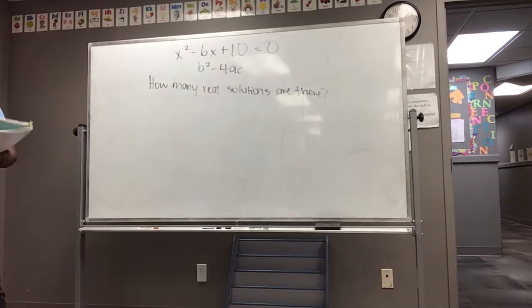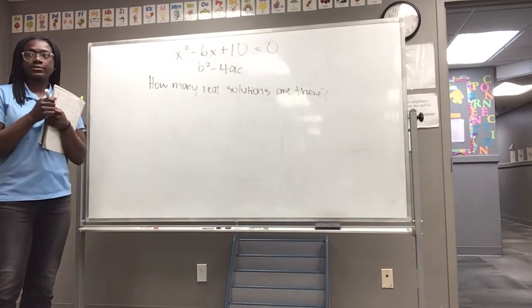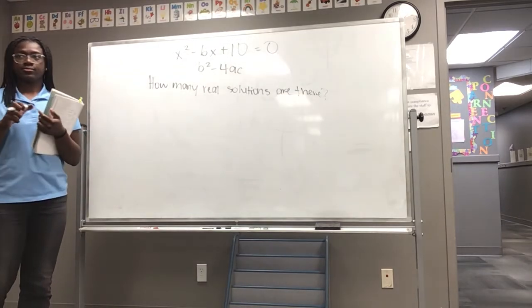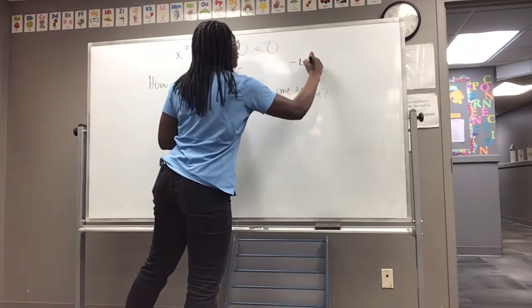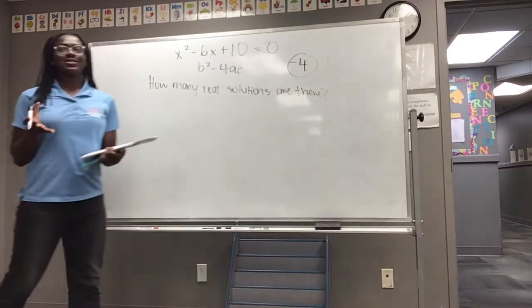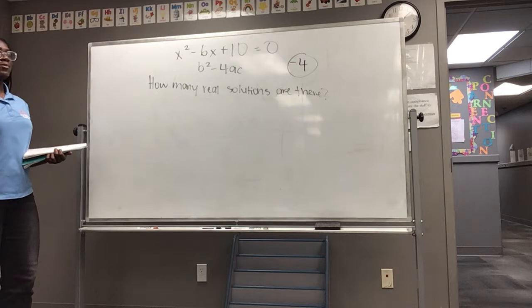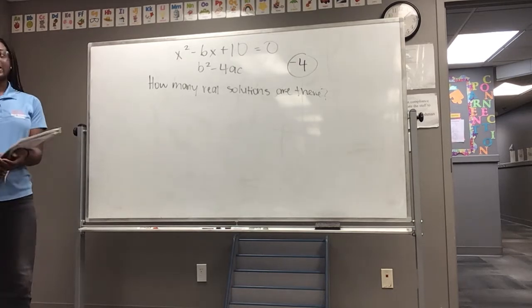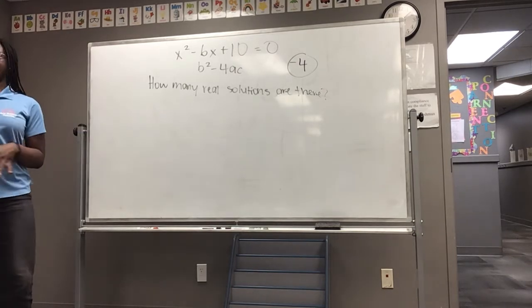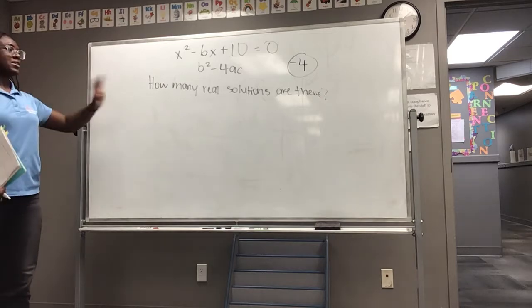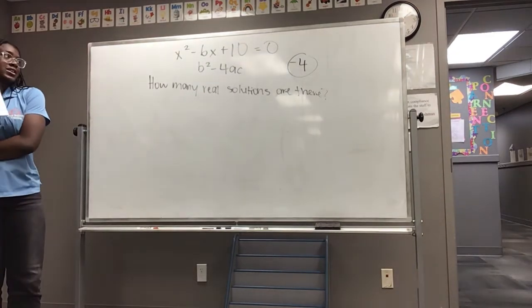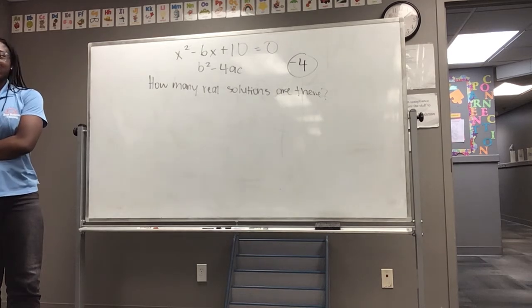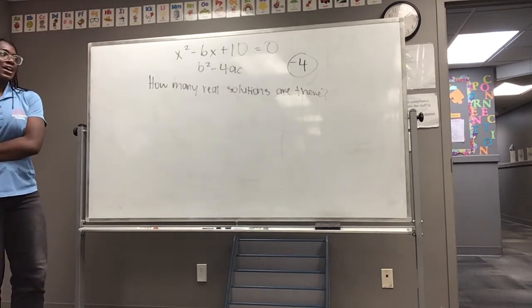Okay, did anyone get a number for the discriminant? It's negative 4. Because that's less than 0, we have two imaginary solutions. They could try to trick you, like you might think the answer is 2, but they're asking how many real solutions there are. So technically there are 0 real solutions. Watch out for that, and make sure you answer what the question is asking.